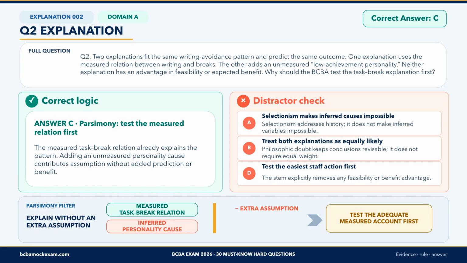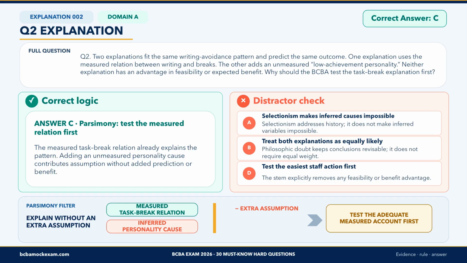A. Selectionism may explain history, but it does not make private or inferred events impossible or decide the stated testing order. B. Philosophic doubt keeps conclusions revisable. It does not require equal weighting when one account adds an unnecessary assumption. D. Ease of staff action could matter pragmatically, but the stem explicitly provides no feasibility or benefit difference.